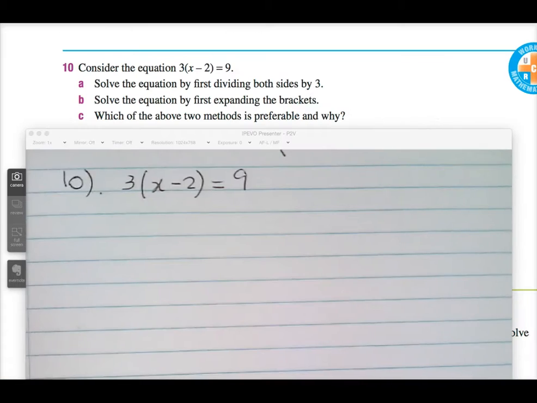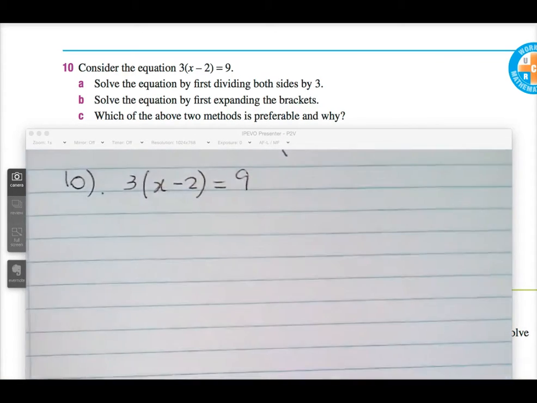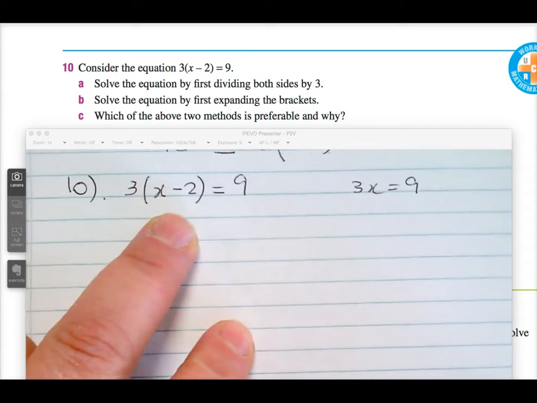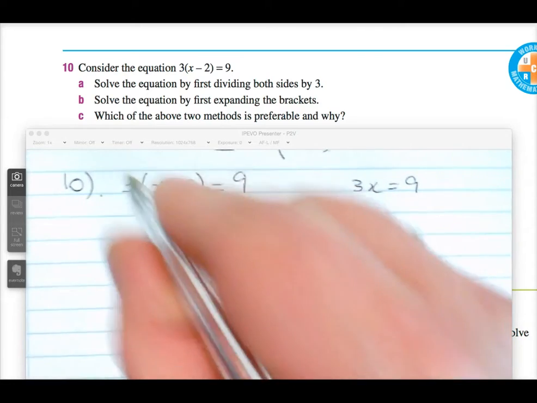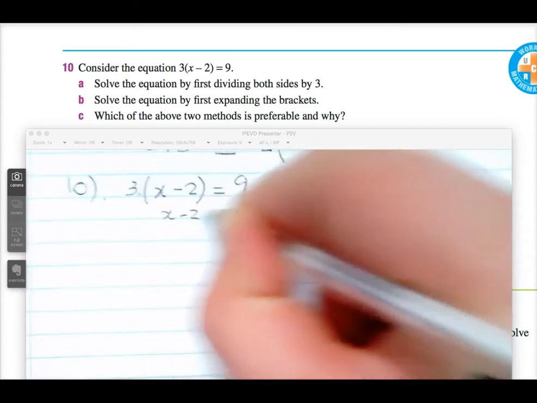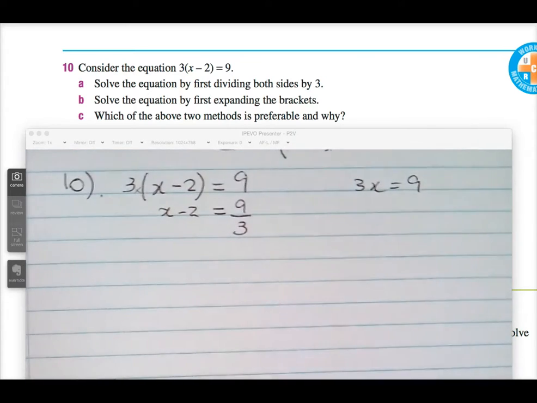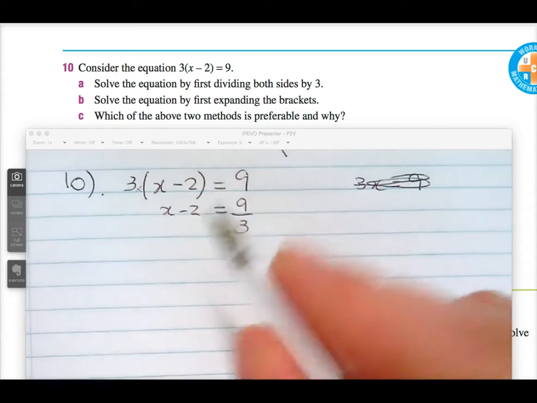And question 10. This really means 3 times the whole of the bracket x minus 2. If this was just 3x equals 9, wouldn't you divide by 3? Well, you can do the same here because it's 3 times all of that equals 9. You actually can do x minus 2 equals 9 divided by 3, because it's 3 times this whole bracket. It's a single thing, this whole bracket.